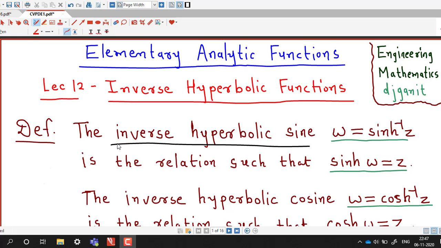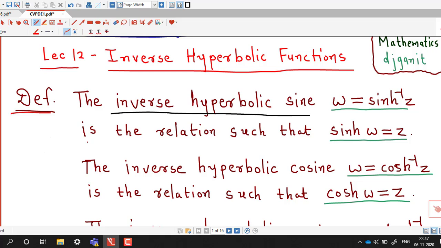In this lecture, we are going to discuss inverse hyperbolic functions of complex analysis. So first we define some of the inverse hyperbolic functions. The inverse hyperbolic sine function, W equal to sinh inverse Z, is the relation such that sinh W equal to Z. So the sinh inverse function is the solution to this equation, sinh W equal to Z.